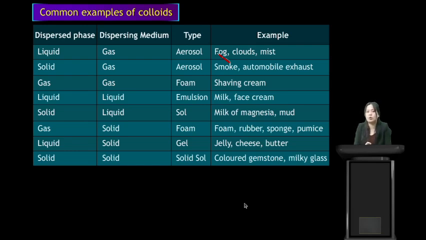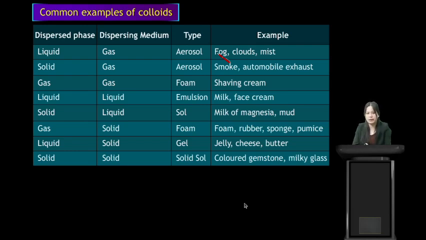We have also discussed what a suspension is. A suspension is a heterogeneous mixture in which the solute particles do not dissolve but remain suspended throughout the medium. We have seen the properties of suspension. One example of a suspension is a mixture of soil and water. Keep that in mind.